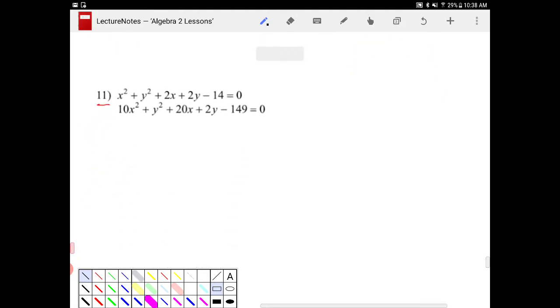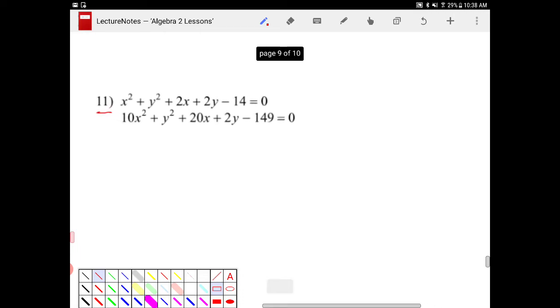Number 11. All right, so same idea, okay? What we're going to do is we're going to try to eliminate variables here. So looking at this, looks like I'm pretty primed to eliminate the y's, right? So the y squares can eliminate because they have the same coefficient. Same thing with these.